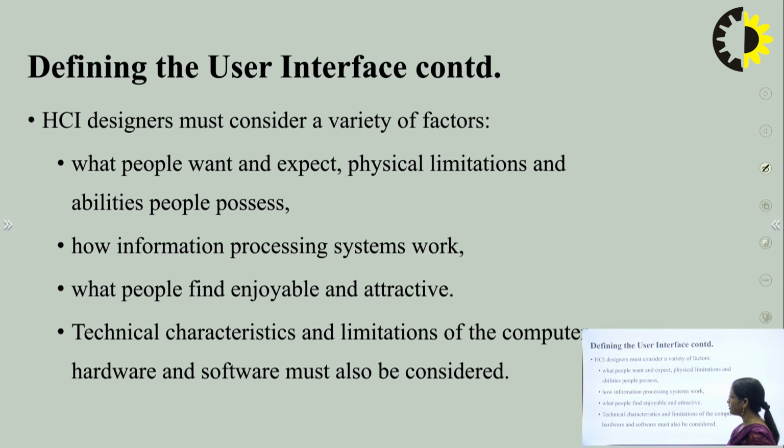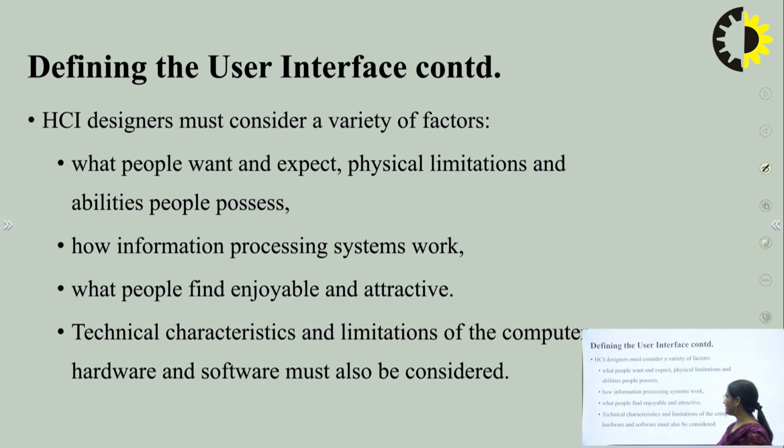So these factors are what people want and what their expectations are, and also what the physical limitations are, which may be hardware or software, and the abilities people possess. It is possible that not all users accept all types of user interface. So we have to design according to the user requirement. Then, how does the information processing system work? That also includes what people find enjoyable and attractive.